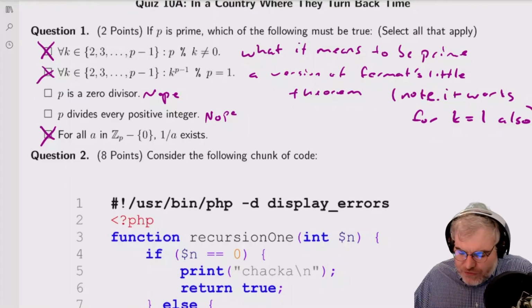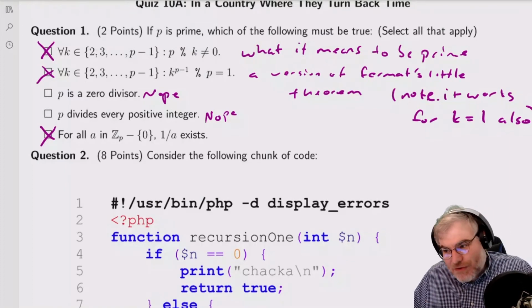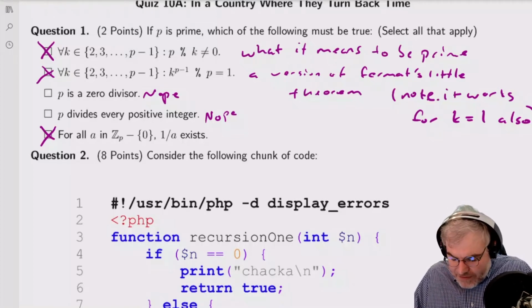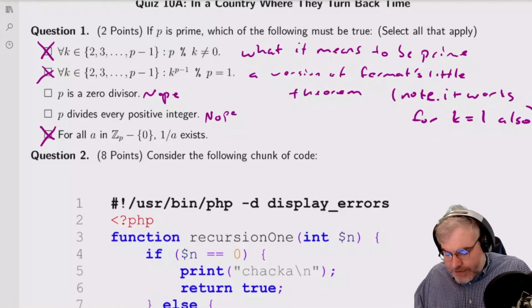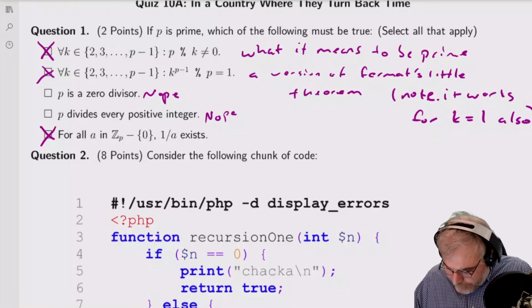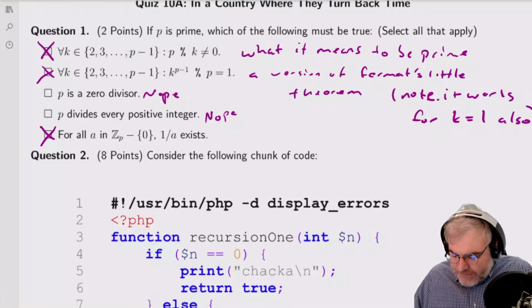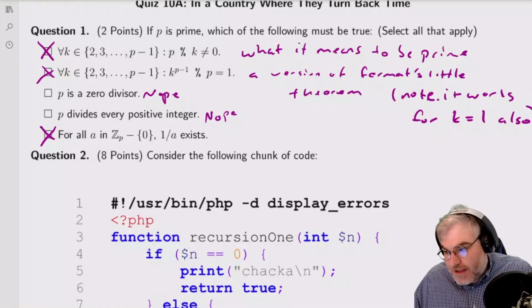If it holds for 1, 2, 3, blah, blah, blah, p minus 1, it also holds for 2, 3, blah, blah, blah, p minus 1, right? It also holds for 1, but I could say it without including the 1. This one I can't, because p mod 1 does equal 0.